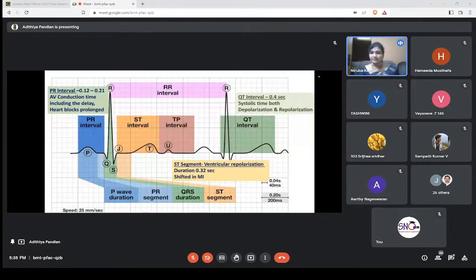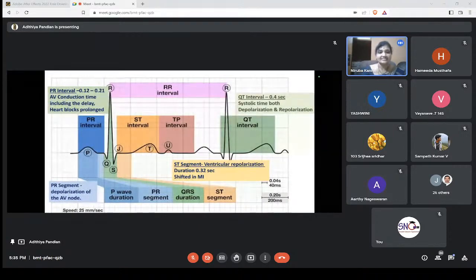Fine. What is the difference between a segment and the interval? Segment is an isoelectric line. You can see here how many segments are there. ST segment is there. It is between the end of the S wave and T wave. So that is an isoelectric line. Again, PR segment. It is between the P and the R. That is a segment. Segment is one isoelectric line.